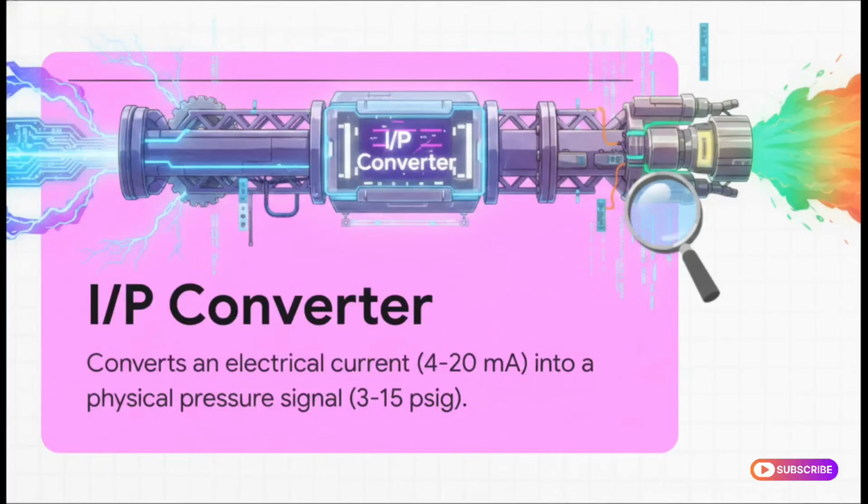And this brings us to one of the absolute most critical translators in that entire chain, the I to P converter. You absolutely have to know this one because industrial environments constantly need to translate digital software commands, which are usually an electrical current sitting between 4 and 20 milliamps, into physical pneumatic muscle. Usually that's a pressure signal between 3 and 15 psig. It is literally how the digital brain talks to the physical valves.